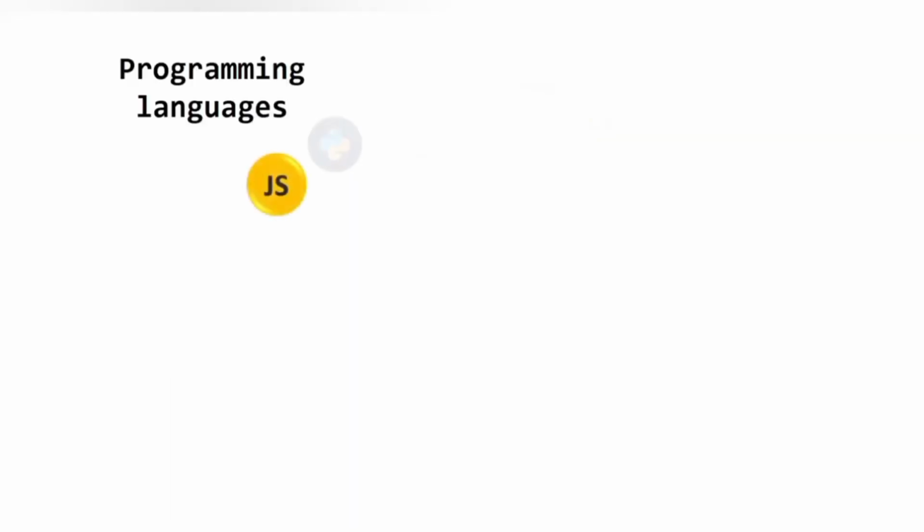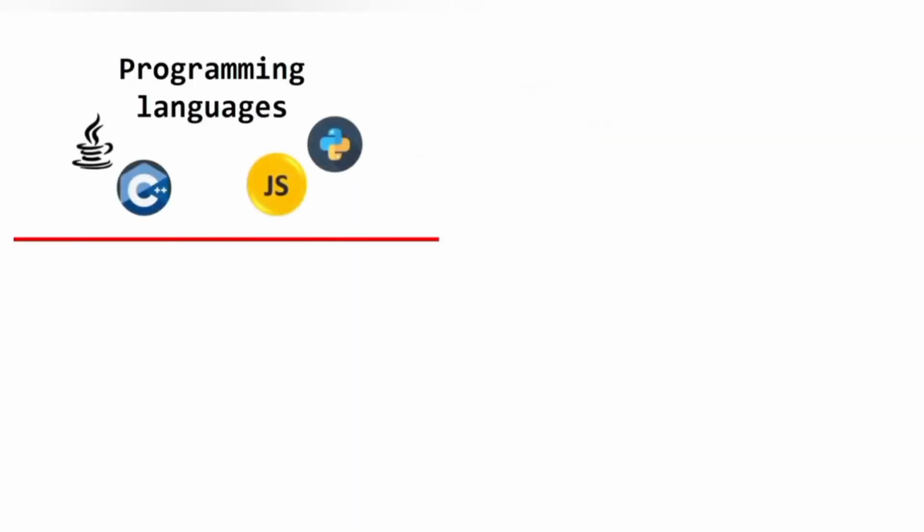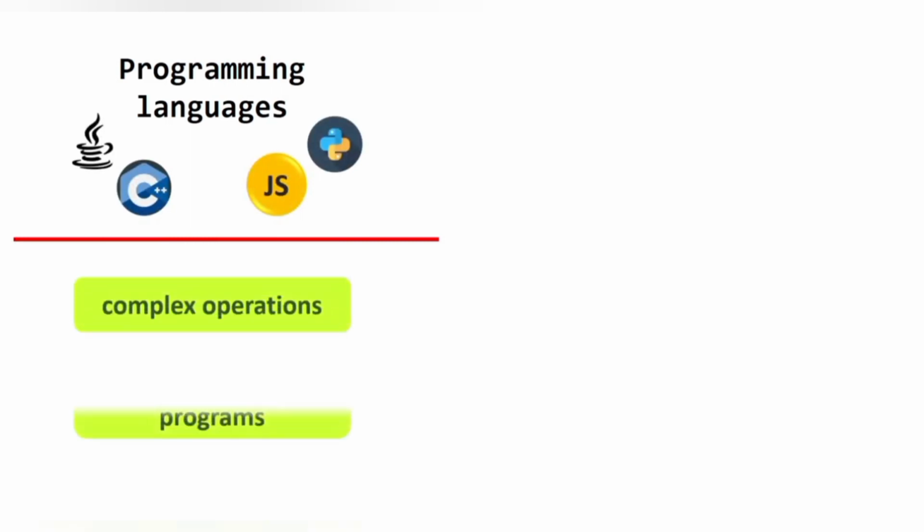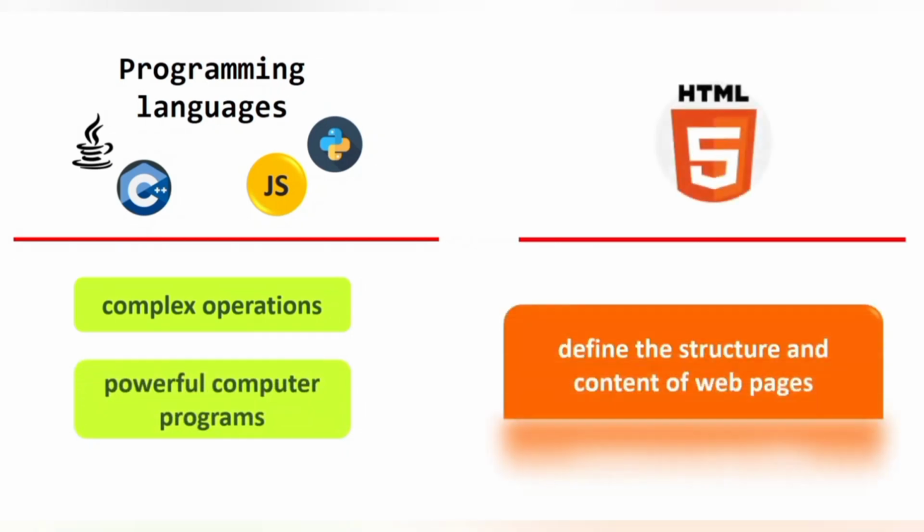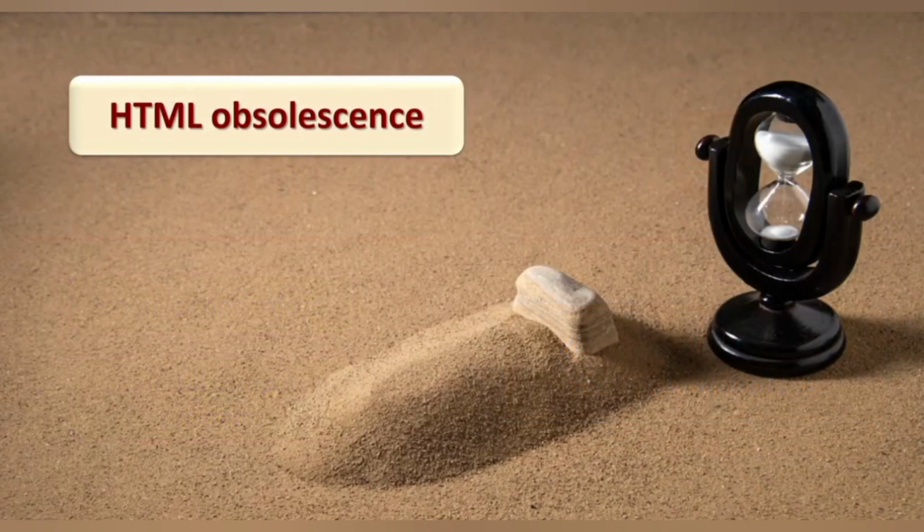In general, programming languages such as JavaScript, Python, C++, and Java allow you to perform more complex operations and create powerful computer programs. But HTML is mainly used to define the structure and content of web pages and cannot create complex applications on its own. As a primary language for building web pages and creating content on the web, HTML is still one of the core web technologies and shows no signs of becoming obsolete.